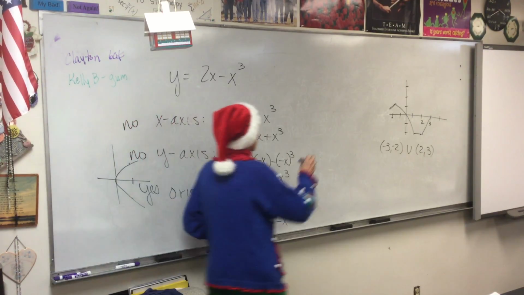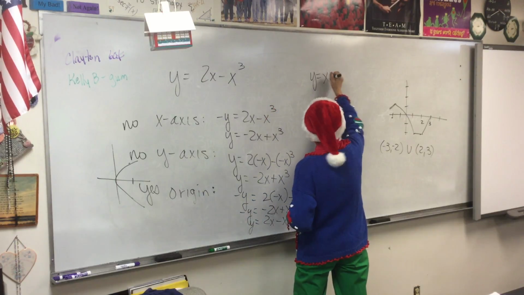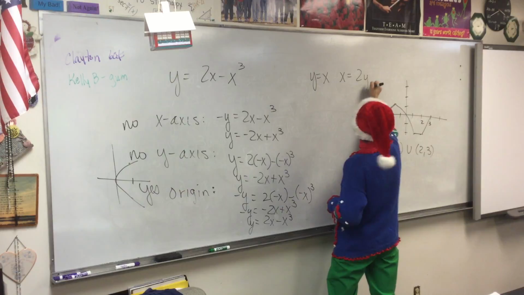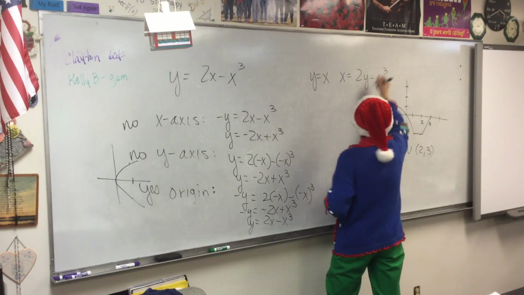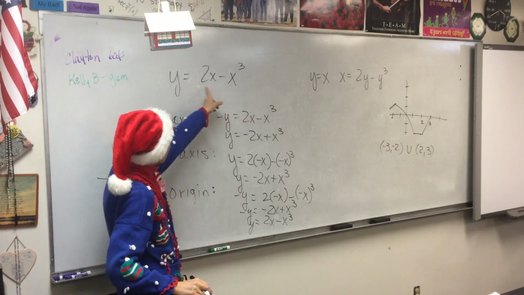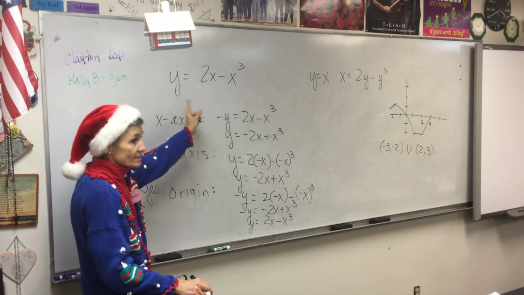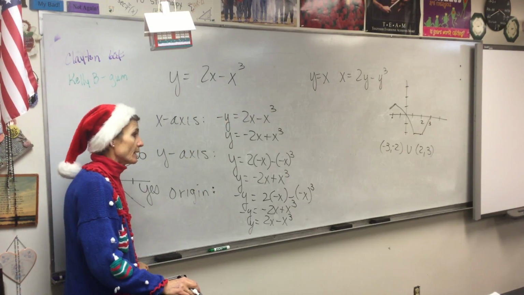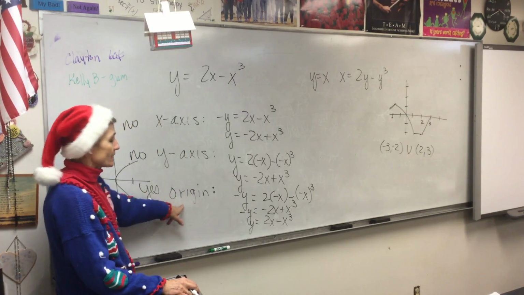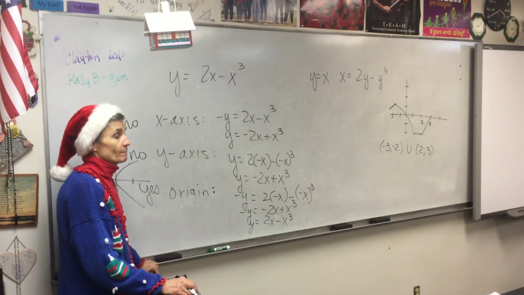And then the last one is the identity line. Anybody remember that one? You change y and x. Would that be the same? Is that the same as this? Are those two equations the same thing? No, not even close. So the only symmetry this one has is about the origin.